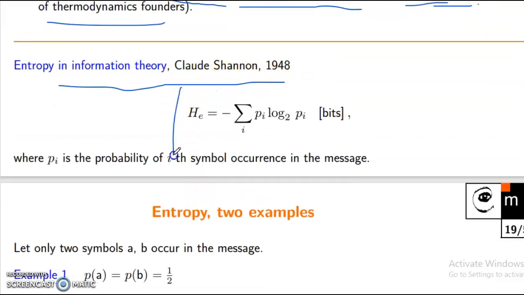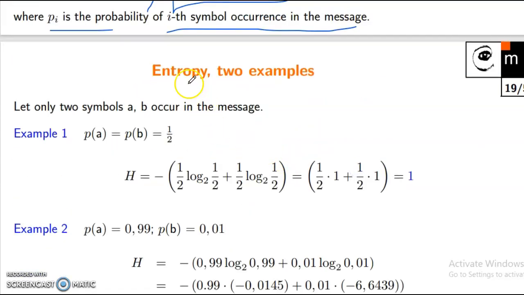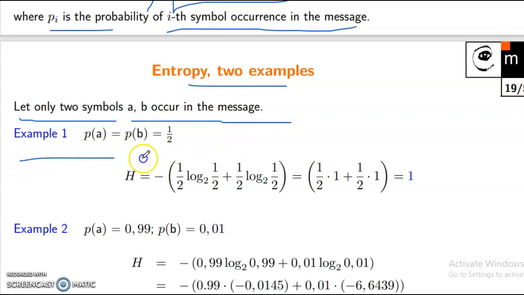Entropy H equals minus the summation over i of Pi log base 2 of Pi, in bits, where Pi is the probability of the ith symbol occurrence in the message. Entropy, two examples. Let only two symbols A, B occur in the message. Example: P of A equals P of B equals 1 by 2.